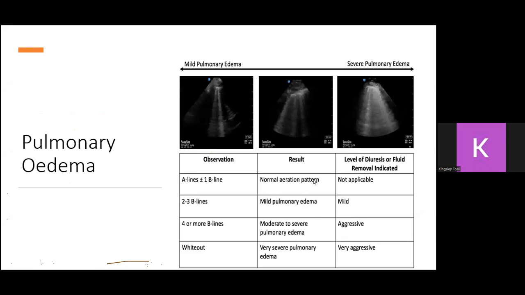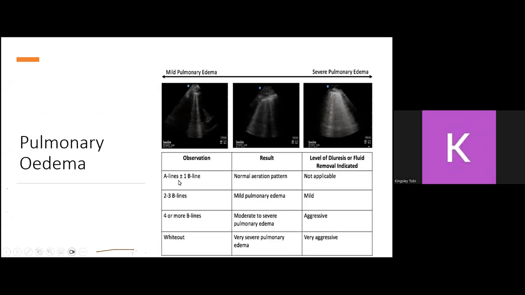Like I mentioned, for the severity of pulmonary edema, okay, let's start from here. When you have A lines plus one or no B line, it shows a normal aeration pattern. So there's no pulmonary edema, and no need for forced diuresis. When you have 2 to 3 B lines, it is significant for mild pulmonary edema. But when you have more than 4 or 5 B lines, it shows moderate to severe pulmonary edema, and this is where the diuretic challenge should be aggressive.